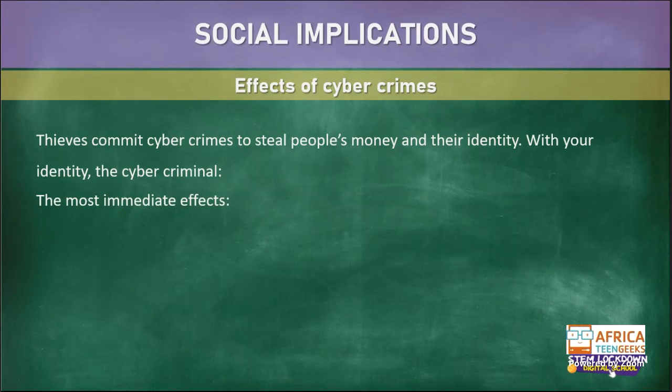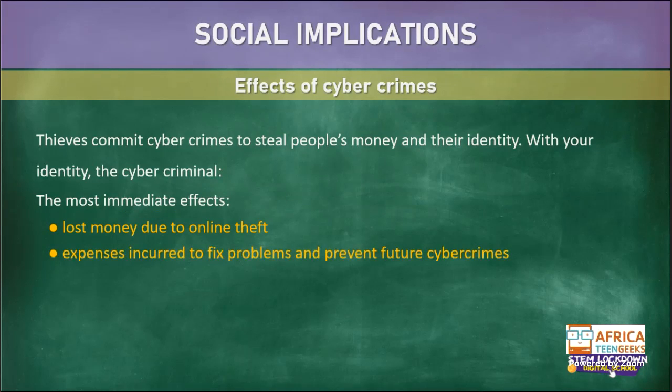The most immediate effects of a crime are, number one, money is lost due to online theft. It's an effect. Number two, expenses incurred to fix problems and prevent future cybercrimes. So let's say, for instance, the software has been compromised. The company, if it's an individual company, they have to fork out money to sort out the problem. And also they have to fork out money to buy antiviruses and anti-spyware. So this is a loss in terms of company expenditure.